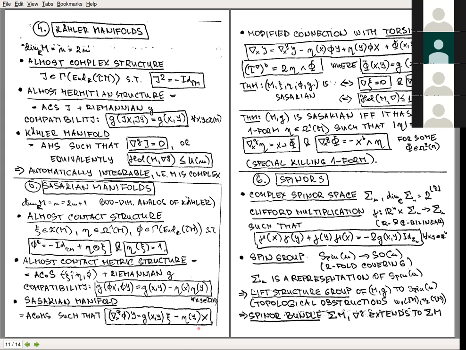And in both these cases, when we start with almost Hermitian or almost contact metric structures, we have many classes of the structures which are defined by weaker differential equations than these two, but those are the strongest, the most symmetric cases. And the Sasakian manifolds are an example where a modified connection with torsion is more suitable to capture the structure.